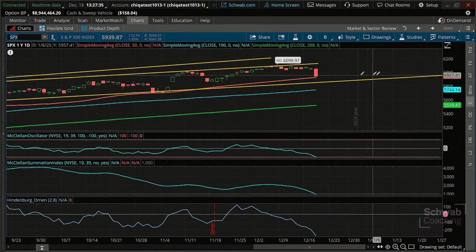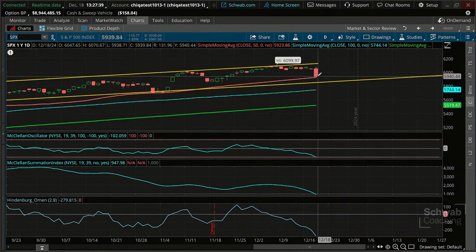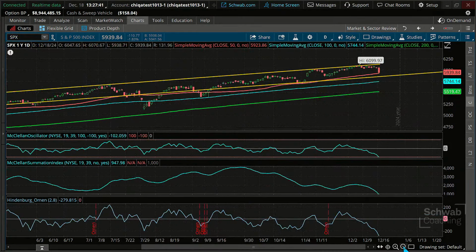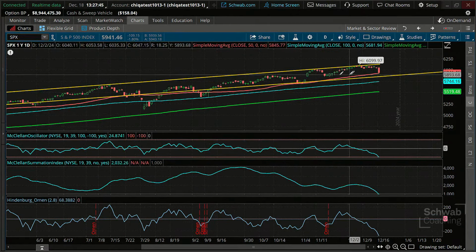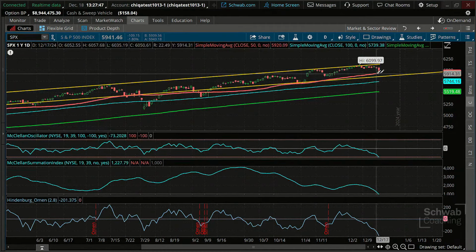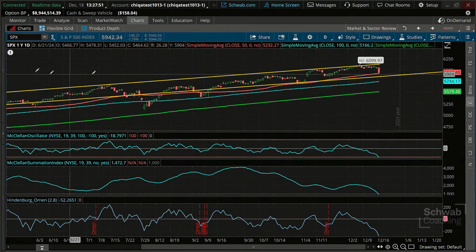Right at the 50. We've got a lot of lines in there. I'll take this one off right now. But there is your 50 period right at it. So between the 50, there's a lot of horizontal support, not to mention the diagonal sloping trend line, which is really kind of like that main linear regression line.